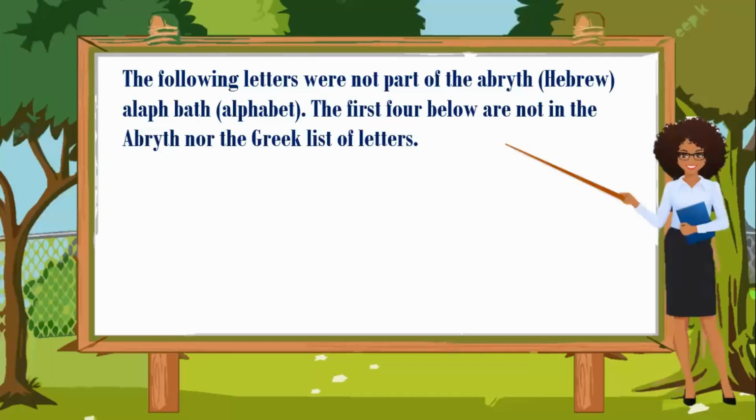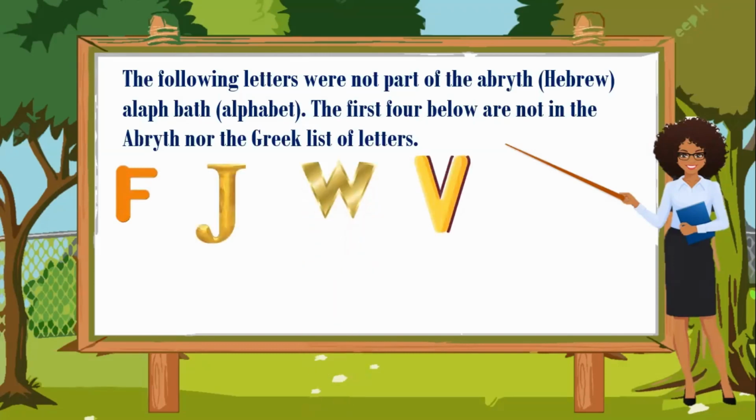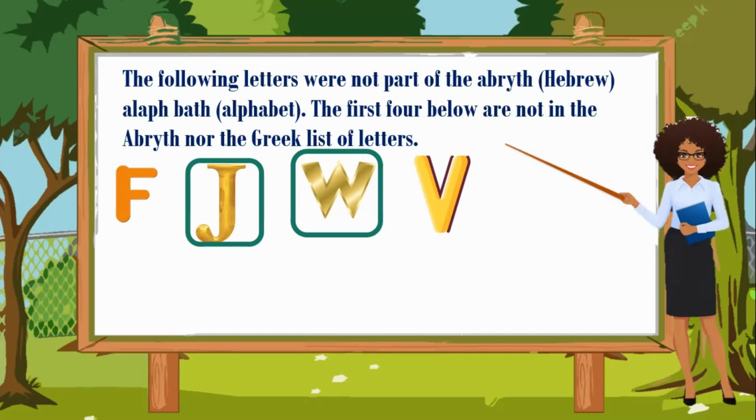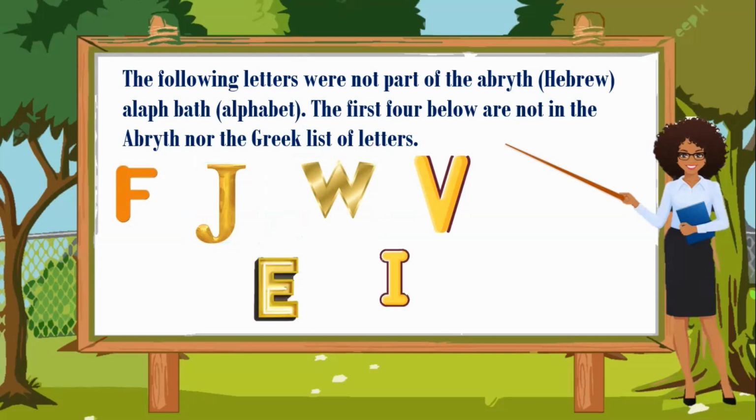The following letters were not part of the Abryth or Hebrew AlaphBat. The first four letters are not represented in the Abryth nor the Greek list of letters, and these are F, J, W, and V. The letters J and W were not represented in the Abryth, Greek, nor Latin group of letters. These made their appearance when English came to be. And of course, the English group of letters took their form from their parent, which is the Roman Latin group of letters.